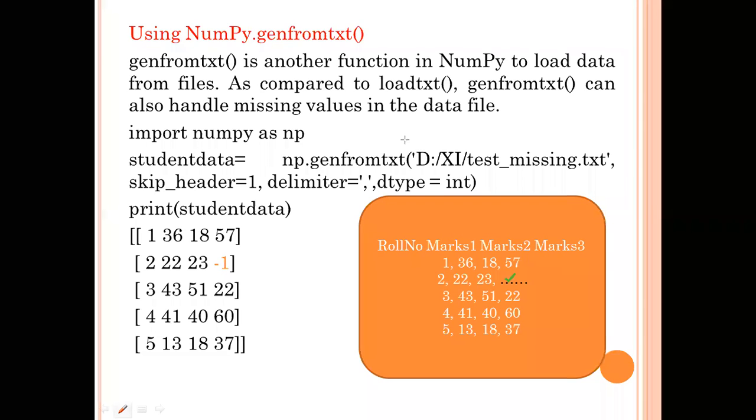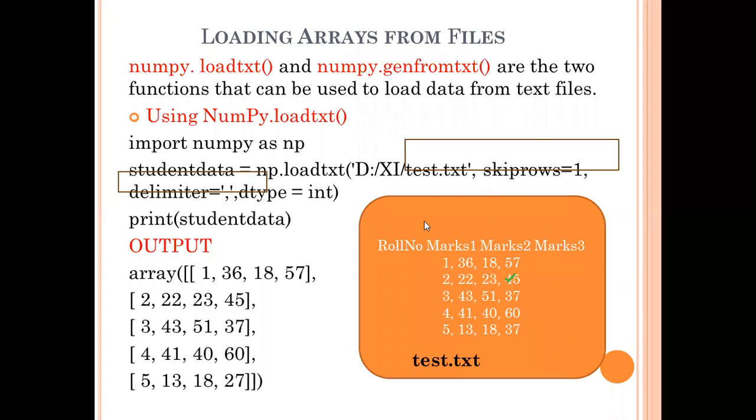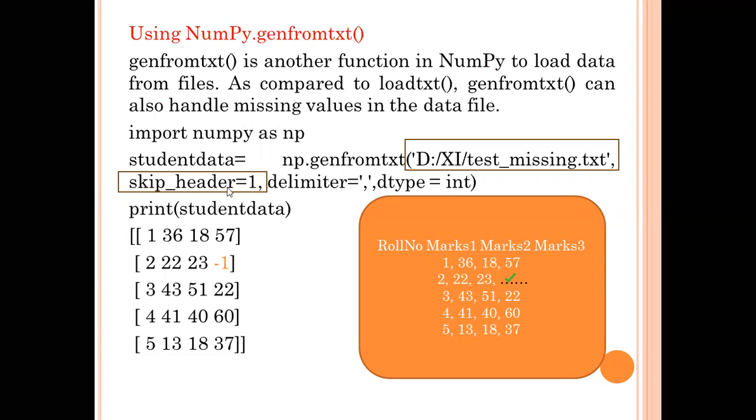The first one is the path of the text file. Then this one is skip_header. This attribute is just a small difference, because in loadtxt we use skiprows and here we use skip_header equals 1, again to skip the first row. Then both are the same. Delimiter is the separator, which is the comma, and dtype equals int. Okay, it means the type of this one is integer.